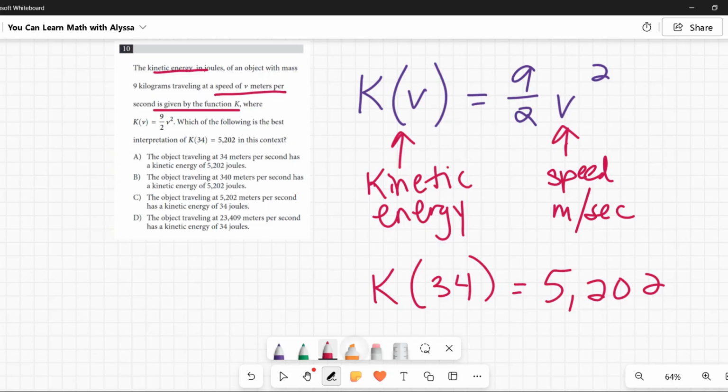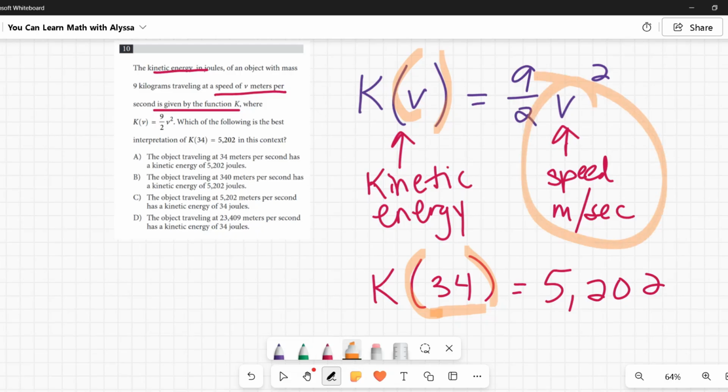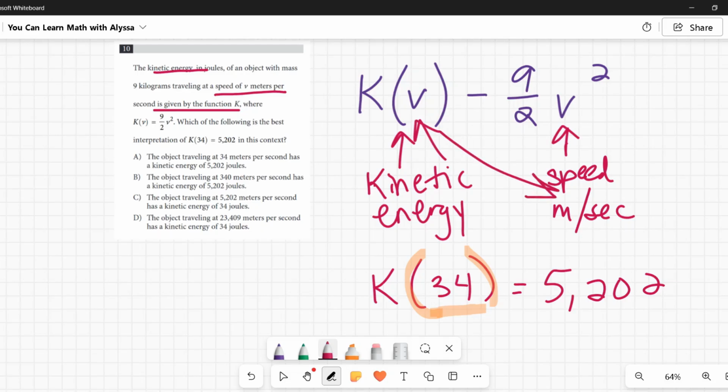Okay, so K of 34. What is in this parentheses? What is it up here? It is V. 34 is my V. And I'm told, what is V? V is the speed in meters per second. So again, this function up here says, if I plug in a number for V, and V is my speed in meters per second, and I do the math, I am going to get kinetic energy.